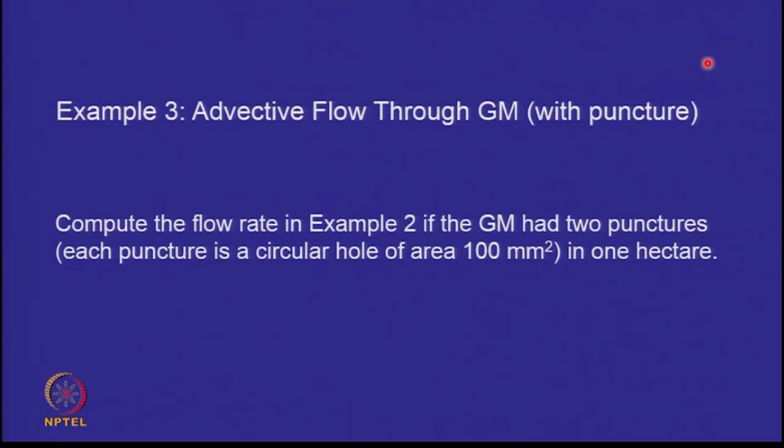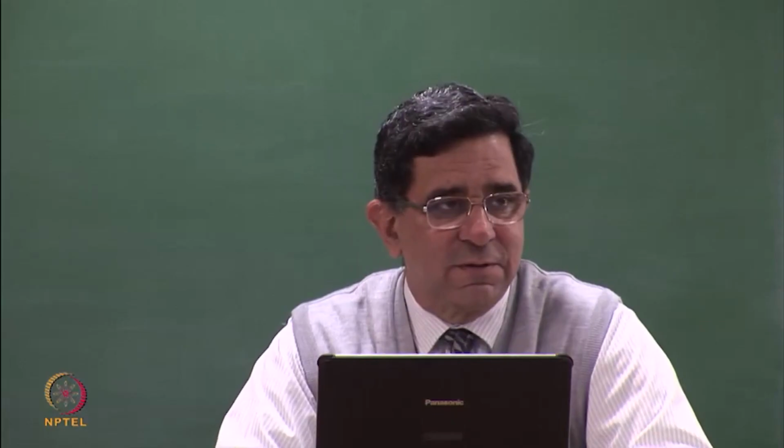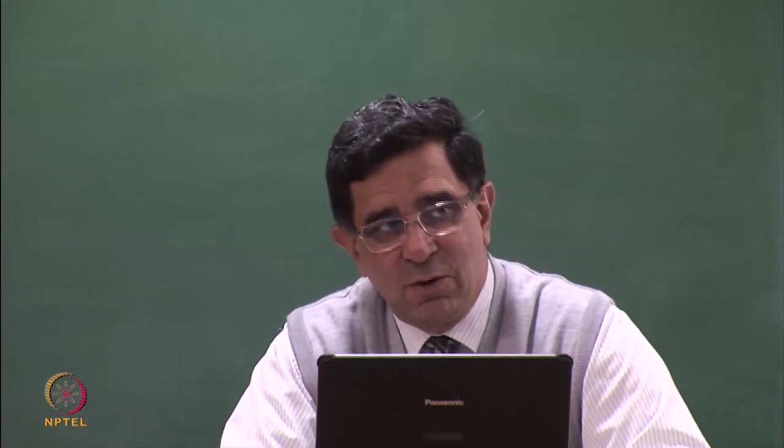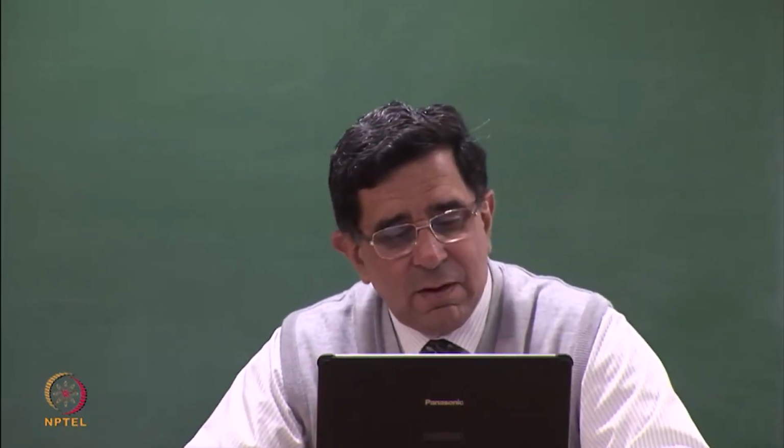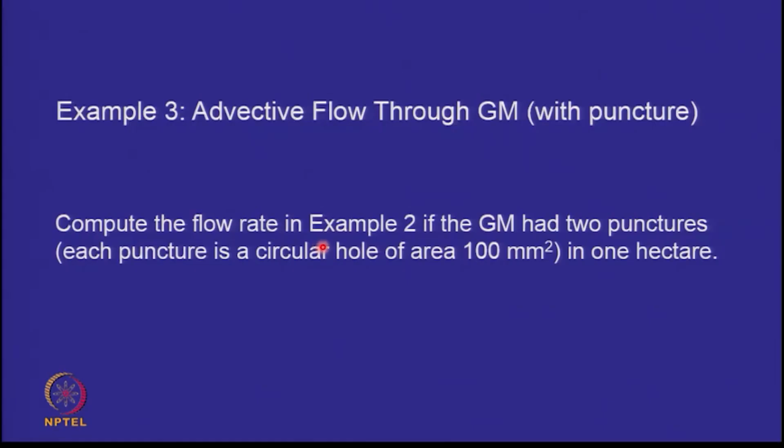If I make a puncture, what happens? Water will flow through an orifice. And let's assume I have a circular hole, and we have to give the area of the hole, but then I have the Bernoulli's equation for flow through an orifice. Okay? So the same example I would now like you to take at 2 punctures per hectare, and the circular hole of area 100 millimeter square. That means 1 centimeter square in 1 hectare.